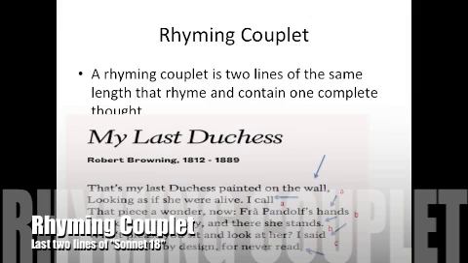A rhyming couplet is 2 lines of the same length, and we know in our Sonnet 18, lines 13 and 14 are pretty much the same length. And the rhyme contains 1 complete thought. Now, basically, these are consecutive lines, the last 2. In this case, we'll just look at the A and A.